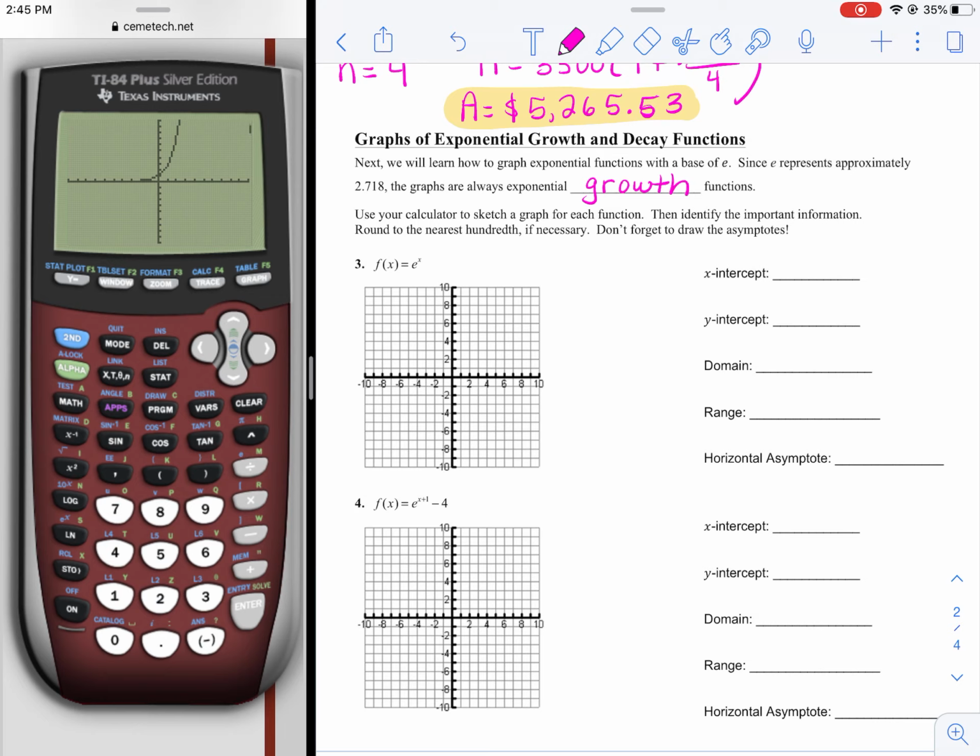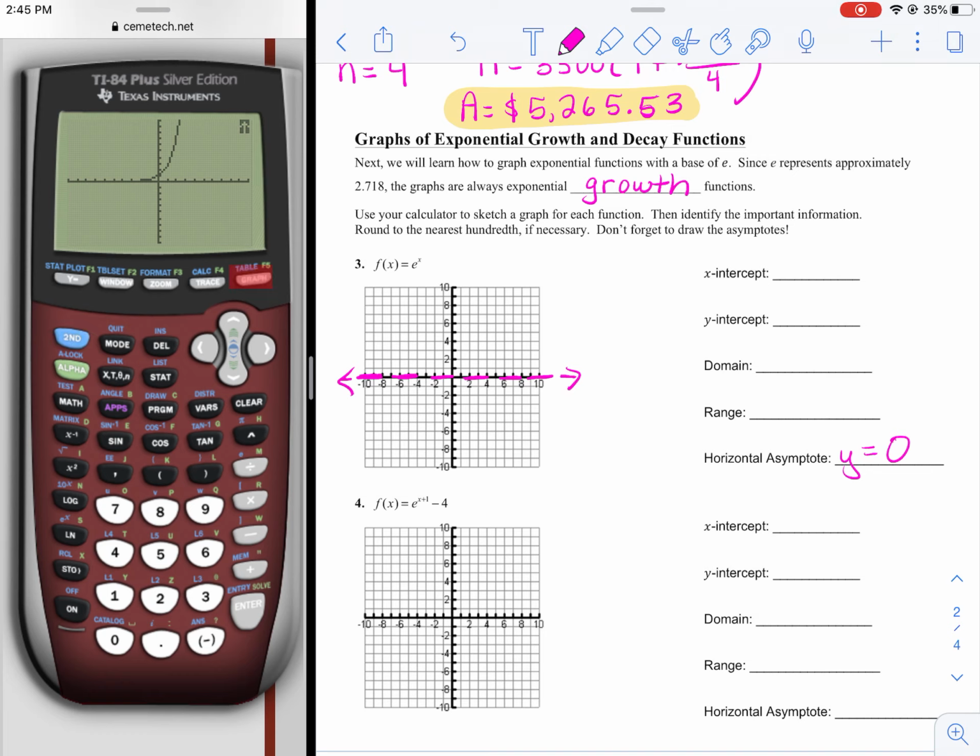The first thing I want you to look for is the horizontal asymptote. As long as you don't have any numbers that you're adding or subtracting after your exponent, you can think of that as plus 0. So the horizontal asymptote is going to be y equals 0 unless there's a vertical shift up or down. So I'm going to go ahead and write that in, y equals 0.